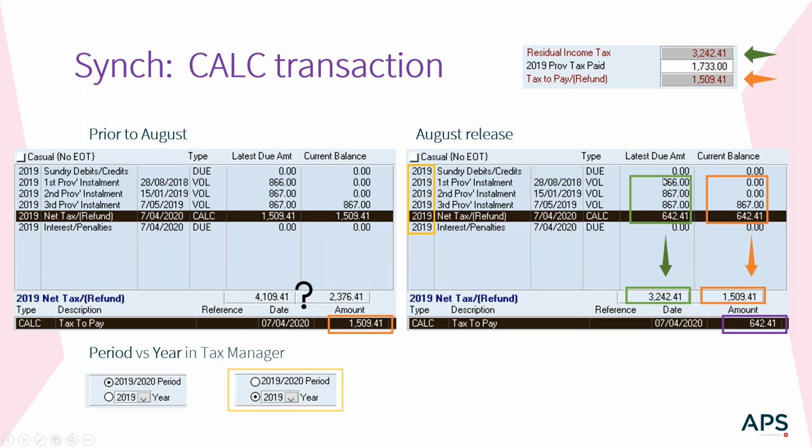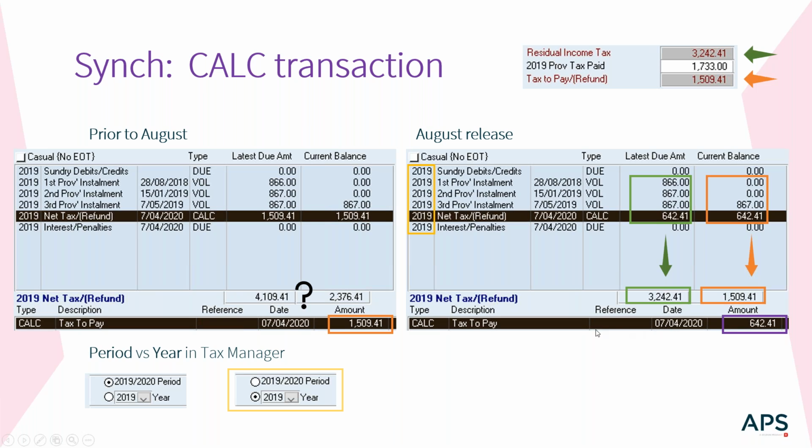This has the effect of the total of all of the three provisional installments and the net tax figure equaling RIT. And similarly, when we look at the balance running down, because there was an outstanding balance against the third provisional, that added to the now net tax figure gives us the remaining outstanding balance.